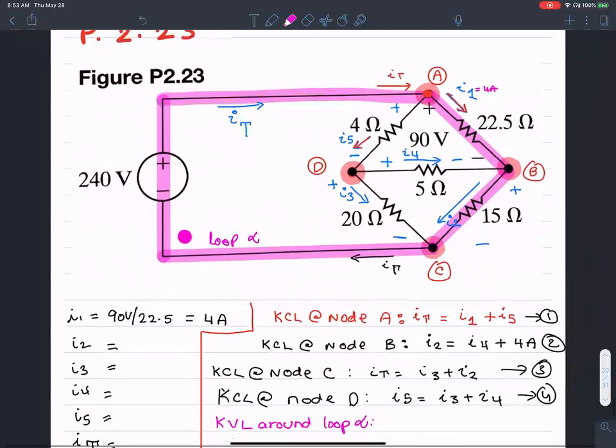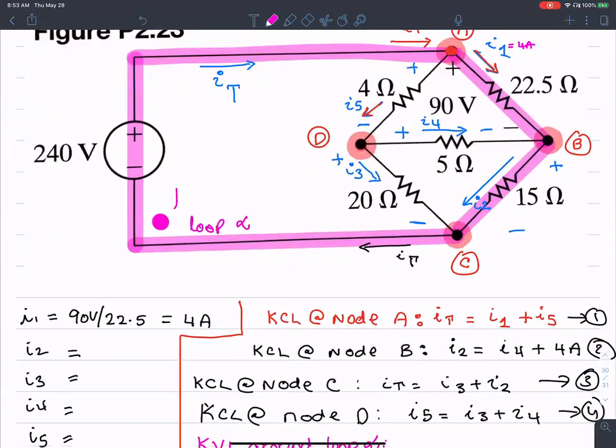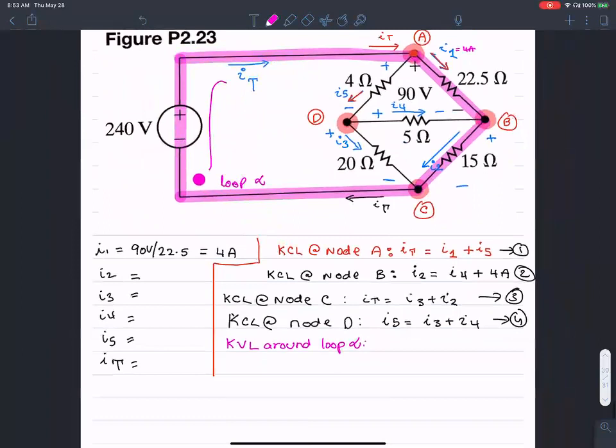So I start at the lower left and follow a clockwise path. I see a negative 240 volts to begin with, plus, then I come to this resistance. The voltage drop is already given to be 90 volts, so I don't even have to do the math. It's given in the problem. 90 volts plus.